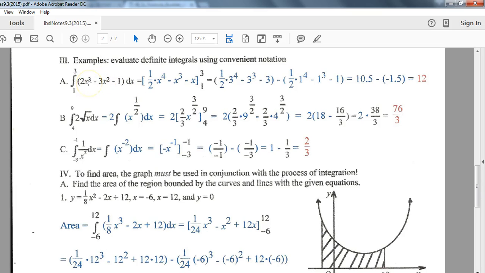But the overall idea here is to integrate from 1 to 3. So we are finding the area of this curve. If you were to graph this, and you can graph this on your calculator, we are finding the area under that curve from where x is 1 to where x is 3. And so we are putting limits on the area that we want to find.